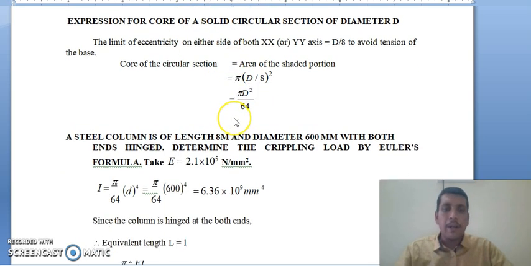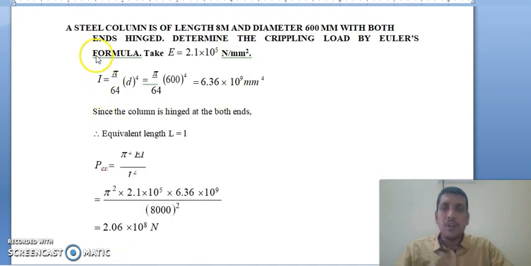Now we'll move to a problem. A steel column is of length 8 meter and diameter 600 mm with both ends hinged. Determine the crippling load by Euler's formula. Take E equal to 2.1 into 10 to the power 5 Newton per mm square. Here the diameter is given, the length is 8 meter, and E is given. We have to find the Euler crippling load.